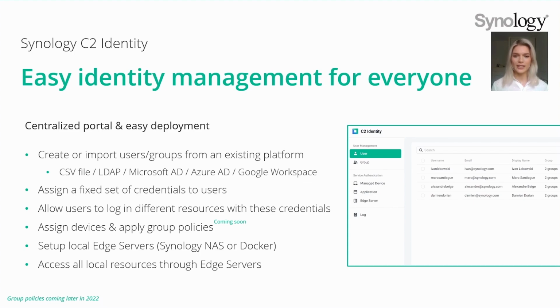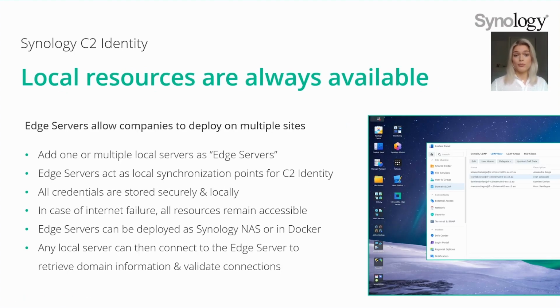Once users are created, you can centralize the credentials so that the users can connect to multiple companies' resources with one identity. And you also have the possibility to create a local edge server via a Synology NAS or Docker to allow the users to connect locally even if there is no internet connection. The support of group policies as well as assigning and managing employees' devices, both Windows and macOS, is coming later this year.